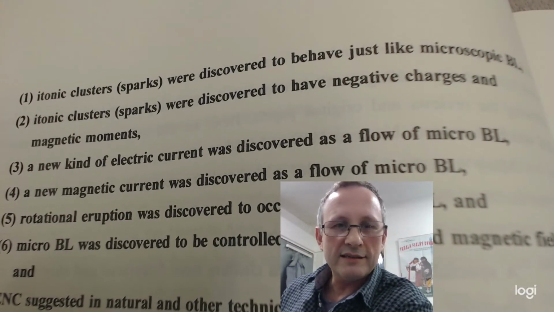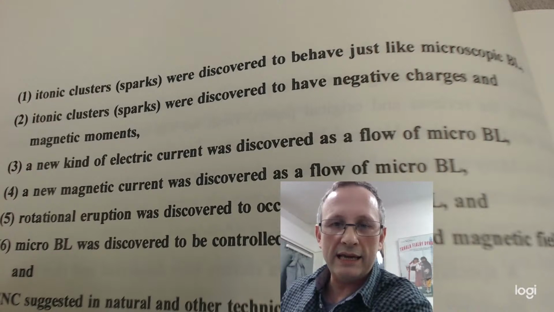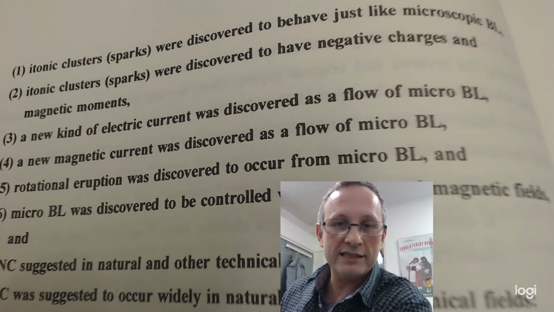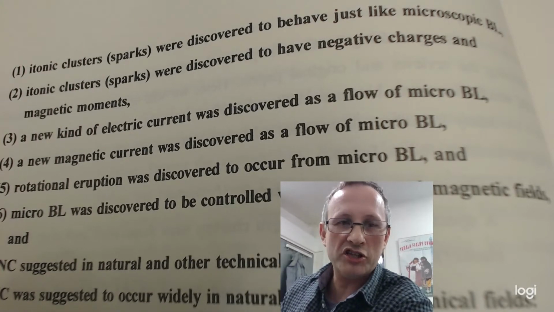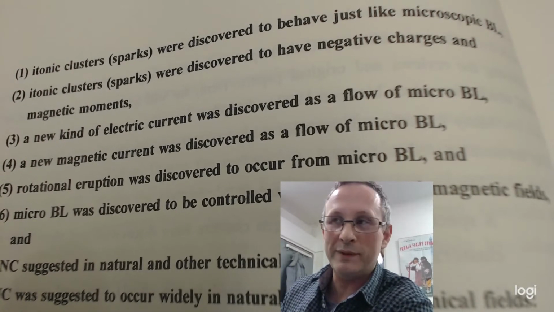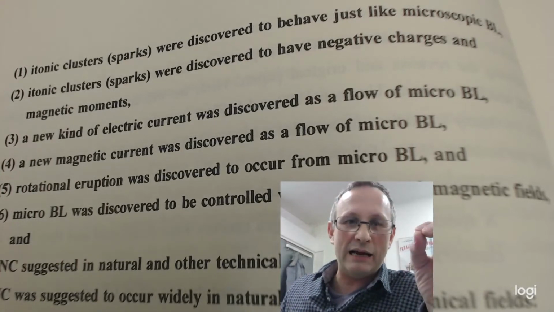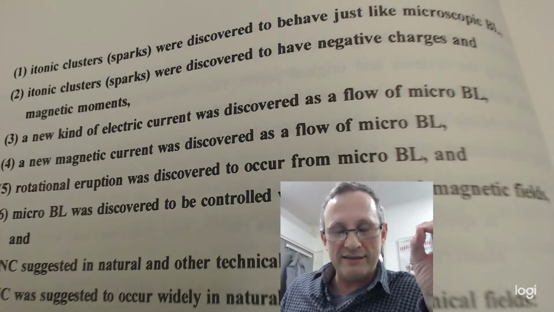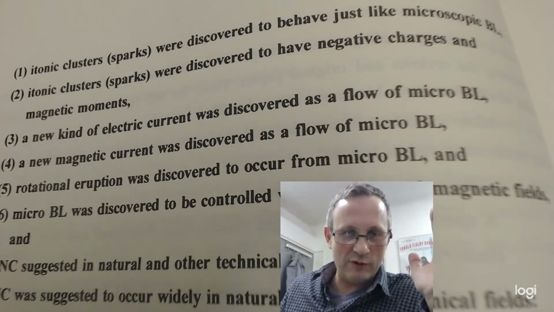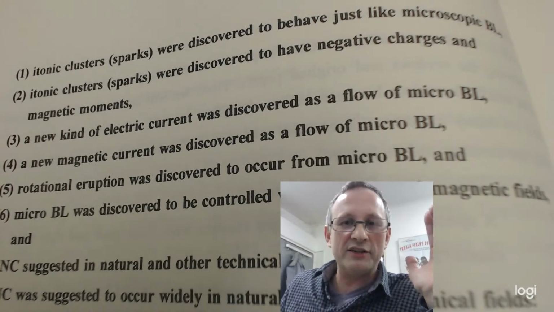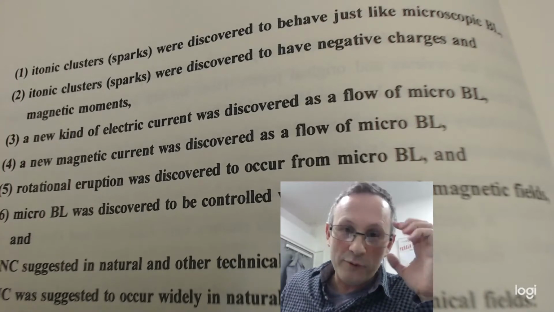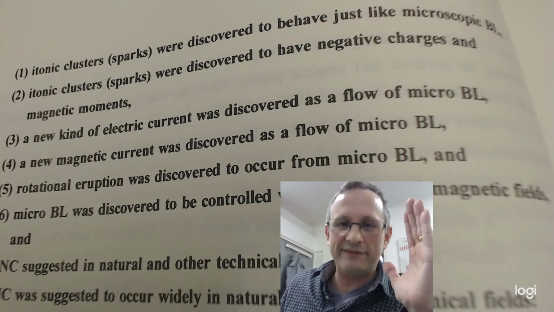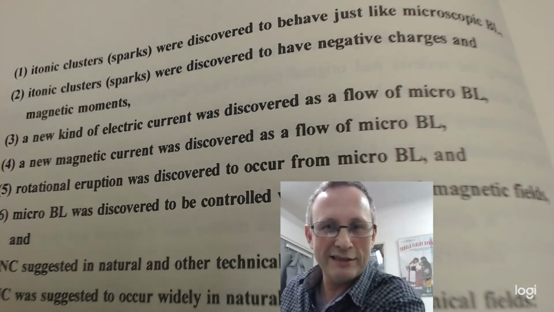Right. Hopefully you can see this as I read it. So Itonic clusters, sparks, were discovered to behave just like microball lightning. Itonic cluster sparks were discovered to have negative charges and magnetic moments. This is precisely what I've been saying for many years. It's what was shown in the plasmatron experiments in the 1970s and 80s in the Russian Plasma Physics Institute, but they didn't know what they were. And so here we go. We got negative charges and magnetic moments. And I'm adding to that the fact that they will always have magnetic moments.